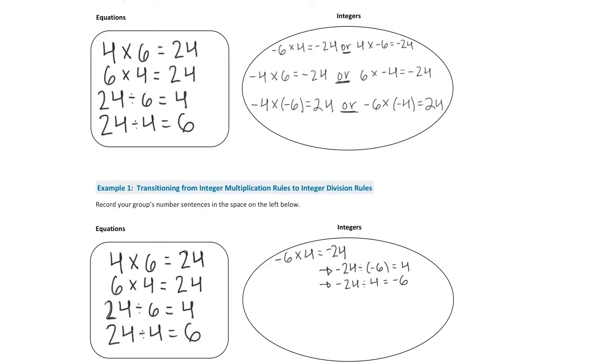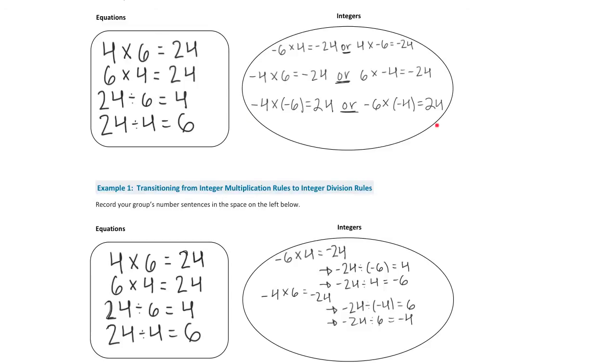Let's do the third equation up here. So now we're representing negative 4 times 6 equals negative 24. Sorry, the first division problem relating to that is going to be negative 24 divided by negative 4 equals 6, and negative 24 divided by 6 equals negative 4.